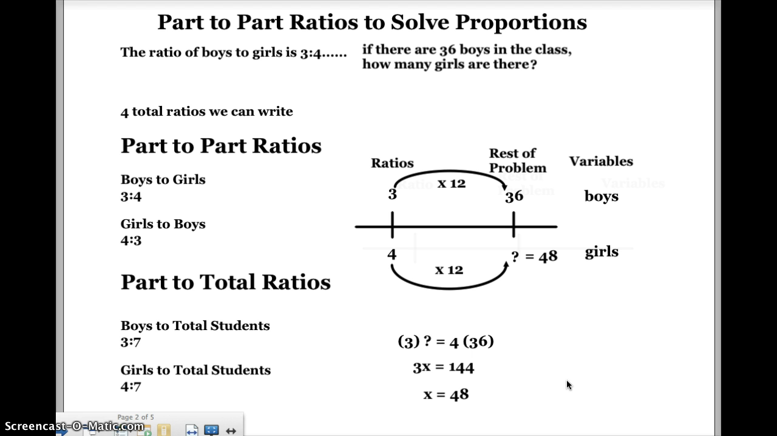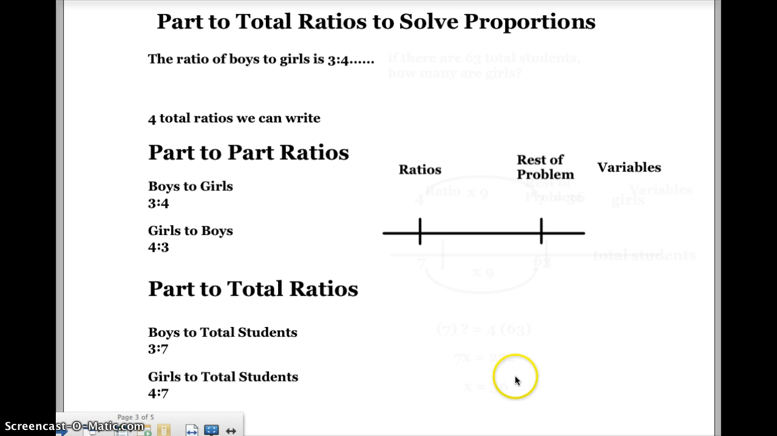Now, the next problem is going to be the ones that are giving us a little bit more problems. And those are part-to-total ratios. So I have the same problem set up, but this time I'm going to show you how to use it with part-to-total ratios. So the problem's the same. The ratio of boys to girls is 3 to 4. But now my rest of the problem is going to look a little different. If there are 63 total students, how many are girls is what the rest of the problem says this time.